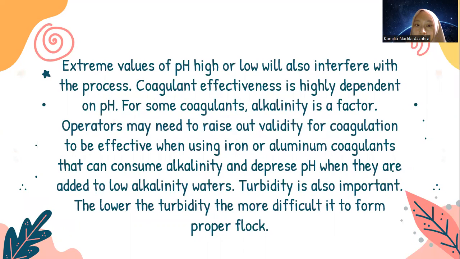Extreme values of pH, high or low, will also interfere with the process. Coagulant effectiveness is highly dependent on pH. For some coagulants, alkalinity is a factor. Operators may need to raise alkalinity for coagulation to be effective when using iron or aluminum coagulants that can consume alkalinity and depress pH when they are added to low alkalinity waters. Turbidity is also important too. The lower the turbidity, the more difficult it is to form proper floc.